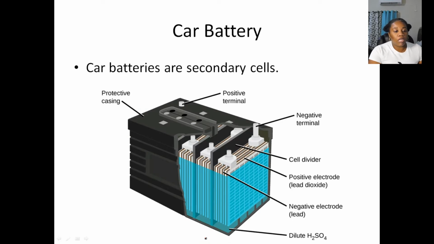Car batteries are secondary cells, and many of you, if you have a car, you would have seen these. They have a protective casing, positive terminal, negative terminal, and usually they would have the signs, plus sign for positive, the negative sign for negative. You have the cell dividers, positive electrode, lead dioxide. The negative electrode is made up of lead, and the liquid inside is dilute sulfuric acid.